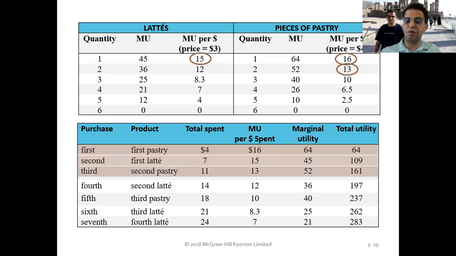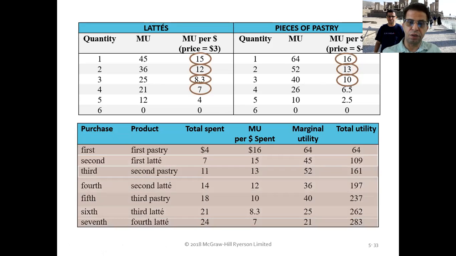In this case now, if we want to buy 1 more unit of pastry, we're going to get only 10. Yet, if we buy the second latte, we're going to get 12. So our selection will be 12, since we want to maximize our total utilities.